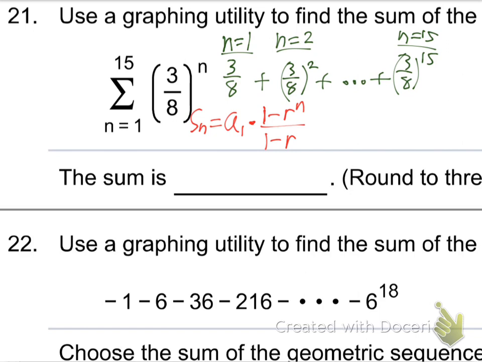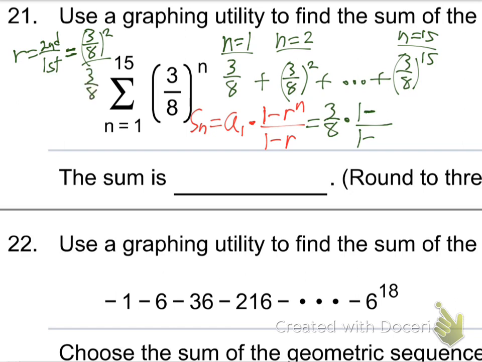So a1, what's a1? 3/8. 1 minus 3/8. r, what's r? Also 3/8, because remember, r is always second term over first. Second term is 3/8 squared over first term, 3/8, just 3/8. Everybody okay with that? r is always second term over first. So that's also 3/8. So this will be 5/8 to the n, 1 minus 3/8 down there.